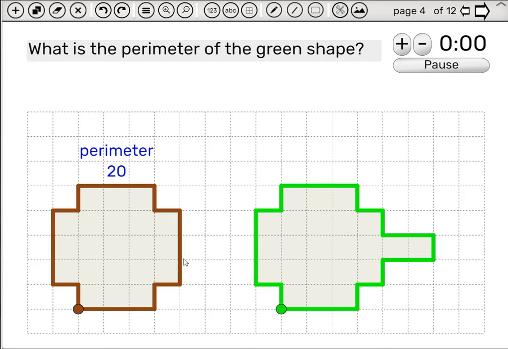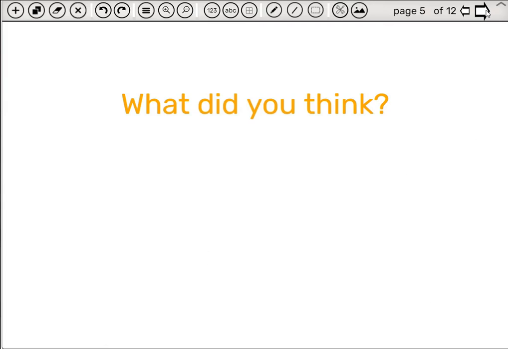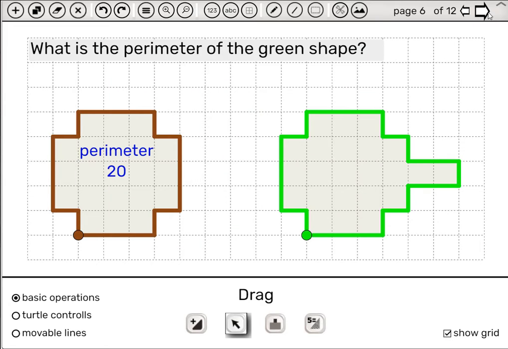If you want, you can give a few more seconds to the class and then move on to the next page. And here we ask the students what they thought. They can just give their numbers. Now we continue to the next page where we have the same shapes for a discussion. One answer you will probably get in class is 25. This is because this bump can be counted as 1, 2, 3, 4, and 5.